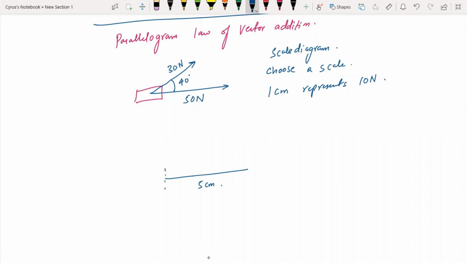Then you will use a protractor here and draw a line of 3 centimeters at an angle of 40 degrees. You'll repeat the same here, drawing a line of 3 centimeters at an angle of 40 degrees. Why? Because both of these angles are corresponding angles. So automatically this end is going to meet with this end, and these two lengths are going to be parallel and equal.